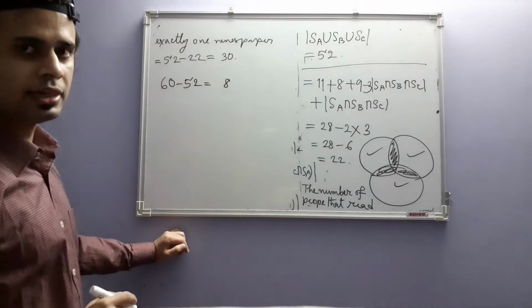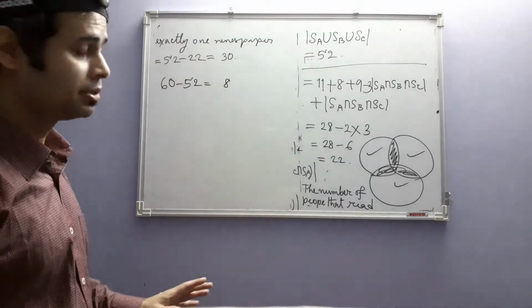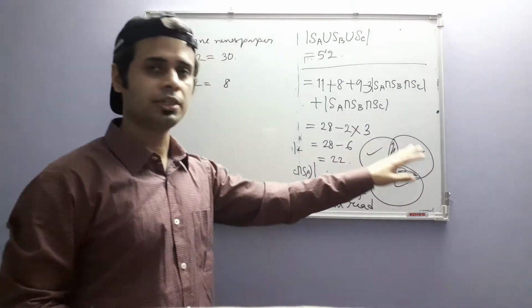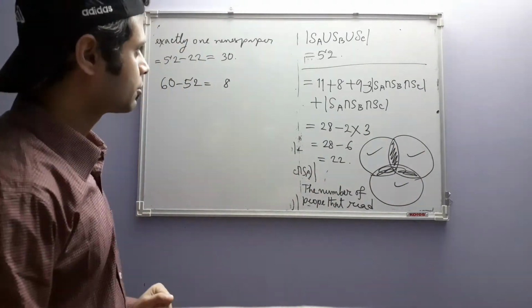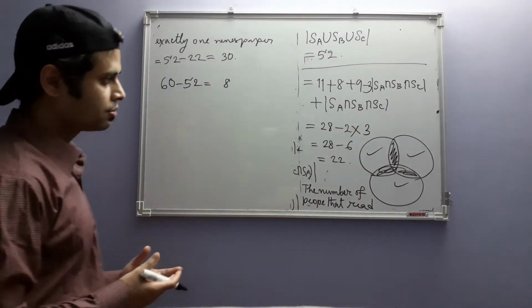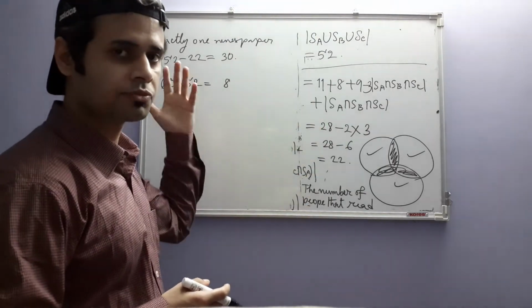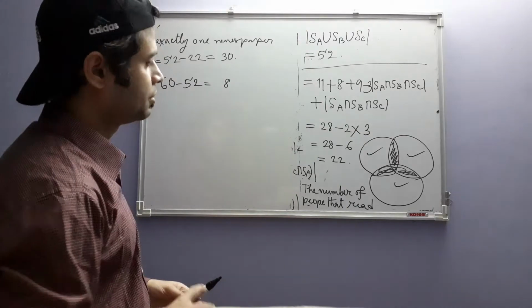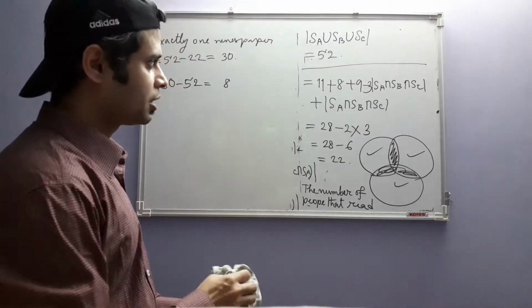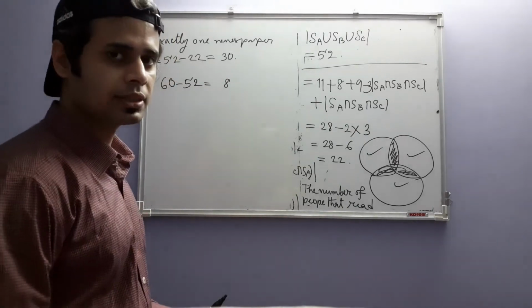8. 8 people don't read any one of these three newspapers. Okay, so this is how we can answer some of this type of questions, where a number of certain people is given.